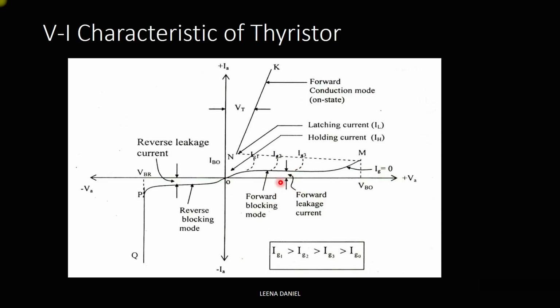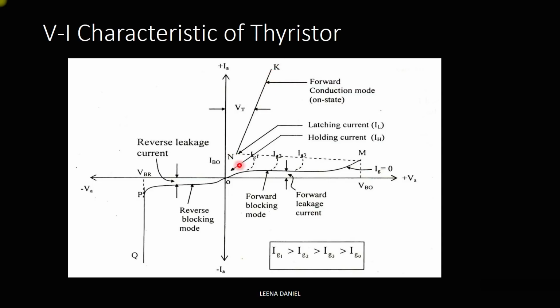As we increase this forward voltage up to this VBO, VBO is the forward breakover voltage. When we increase the voltage up to this VBO, the thyristor will turn into the on state. And as the thyristor turns on, the characteristic quickly switches to this point N and starts conduction. Conduction will start and current will increase linearly.